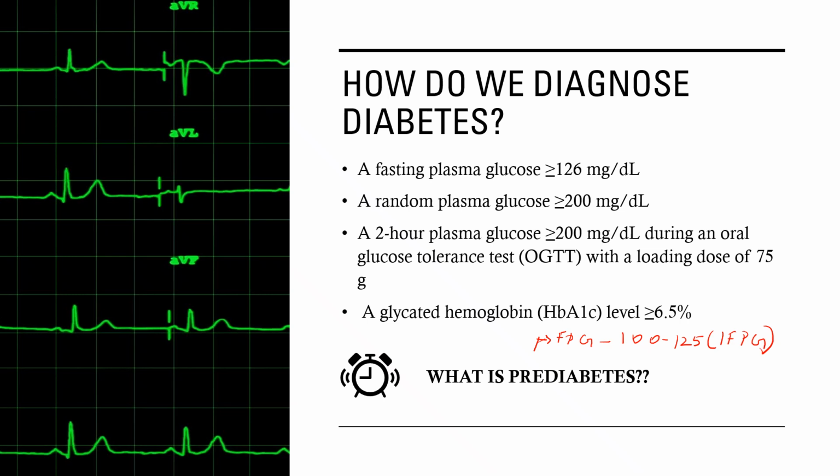IFPG. Or the 2-hour plasma glucose, which is measured by the OGTT as previously discussed, will be between 140 to 199 milligrams per deciliter, and the HbA1c or glycated hemoglobin will be between 5.7 to 6.4%.